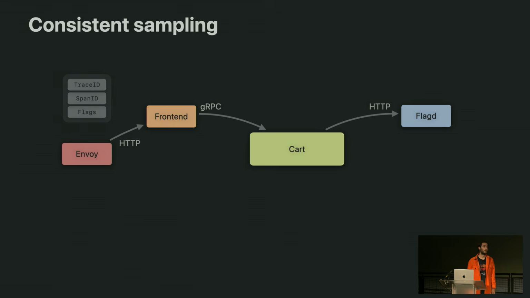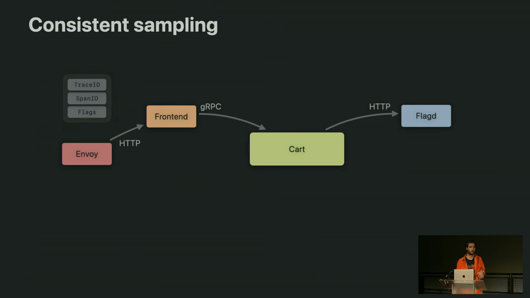Another important feature that's powered by context propagation is consistent sampling of spans. So usually it's not desirable to sample 100% of all your spans, but if we do decide to sample one, then we usually want to sample the entire trace so that we can see the full picture.